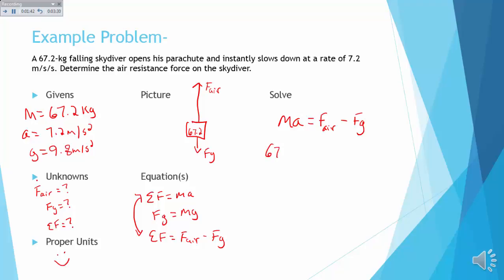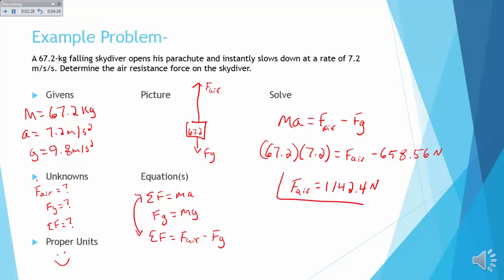In other words, I have 67.2 kilograms multiplied by 7.2 meters per second squared is equal to the force of air resistance minus the weight of the object. Solving for the air resistance, I once again get 1,142.4 newtons.